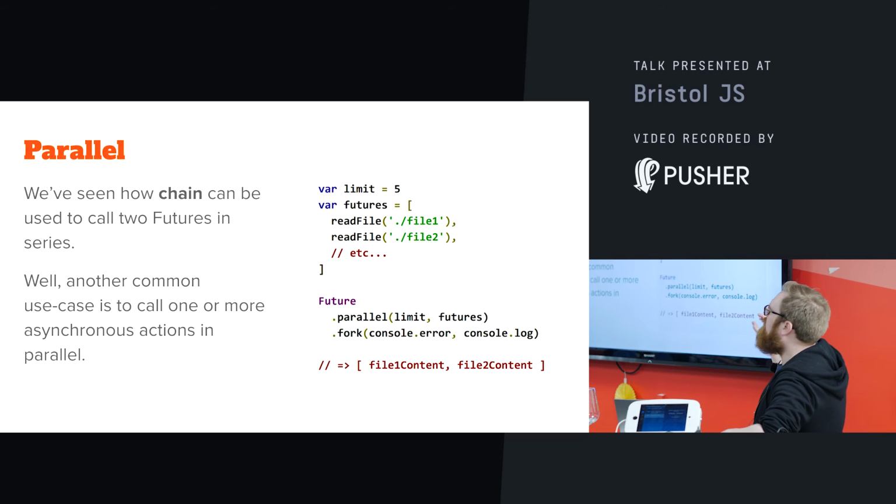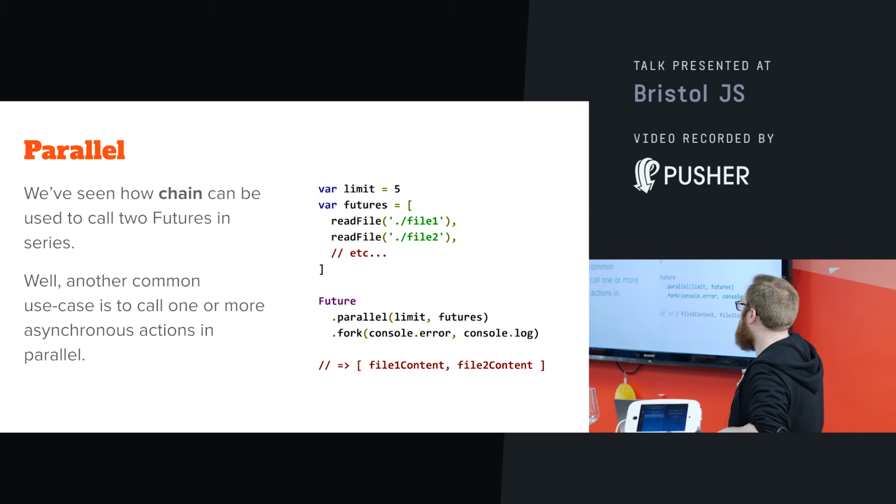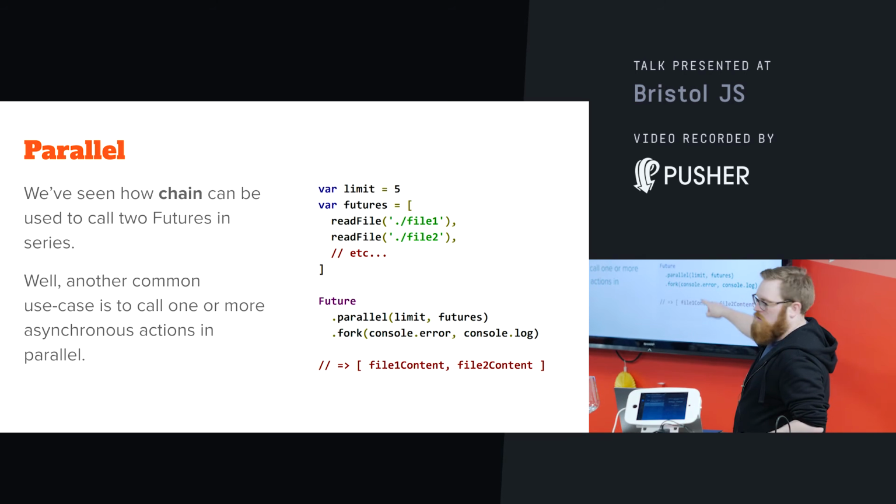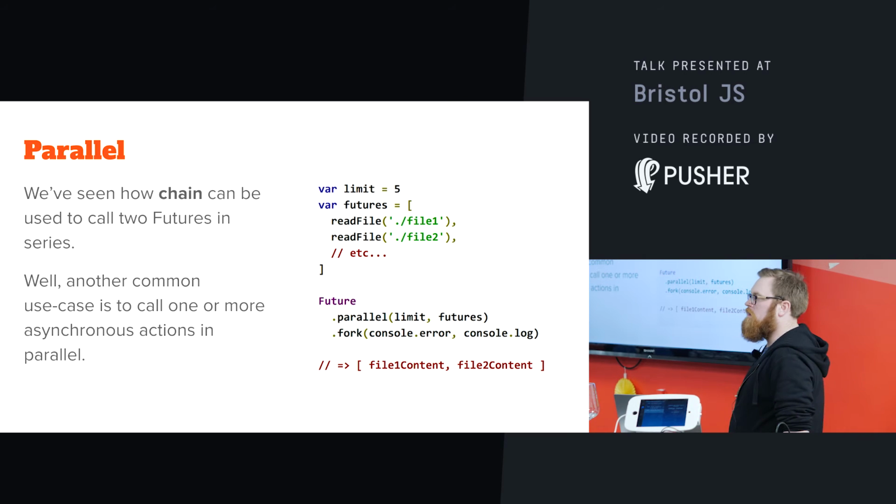This is specific to the future library, and I'm going to talk about the problems with that in a moment. So you can do future.parallel. You can pass in a concurrency limit at this point. So this basically tells it how many futures to keep in flight at once. This means that you don't overload the system that you're calling out to. If you have no concerns about that, you can just use the number infinity here.